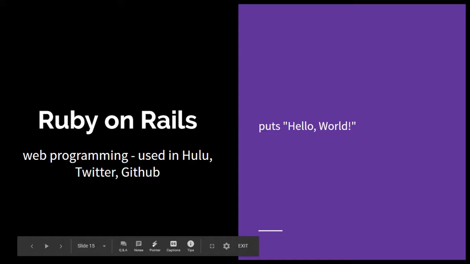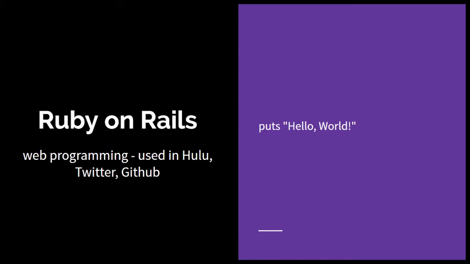Then Ruby on Rails, which is used for web programming. Ruby is a programming language. On Rails means to follow a track. They call it on Rails because trains can only go one direction and can only follow that one track. So Ruby on Rails is a programming language that leads you through things that you want to do. It was used in Hulu, Twitter, GitHub, and on the right is how you would print out hello world.